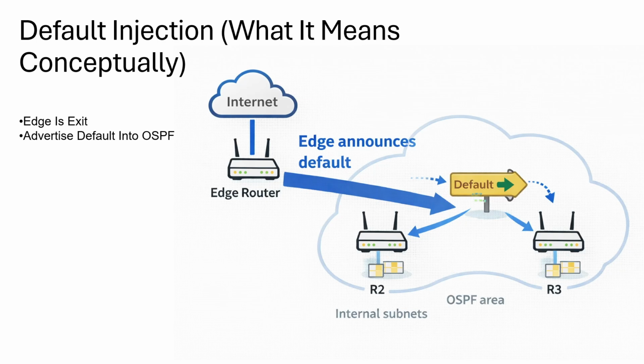So, default route injection means that one router tells the rest of the OSPF domain, if you don't know where to send traffic, send it to me. That router is acting like an exit point. And default-information originate simply means announce a default route into OSPF. Once injected, other routers will have specific routes for internal networks and a default route for any unknown external destination.